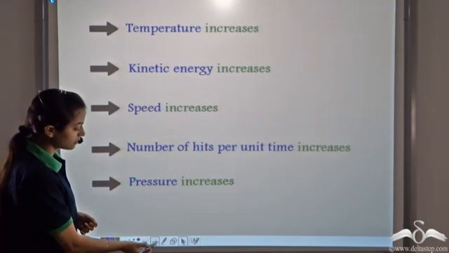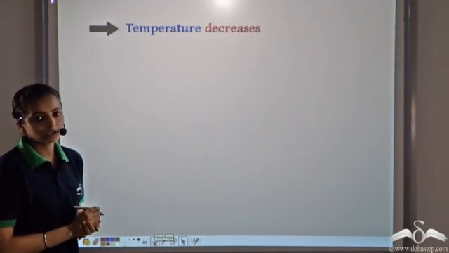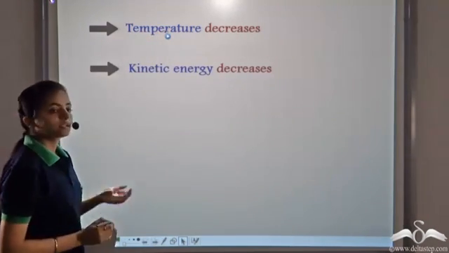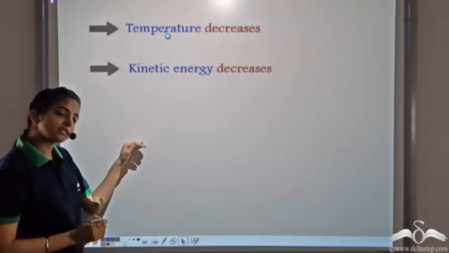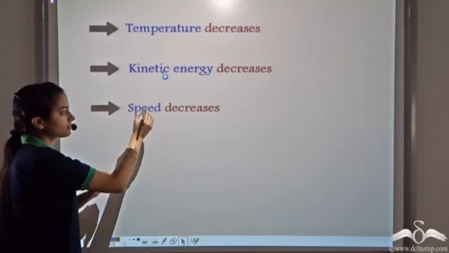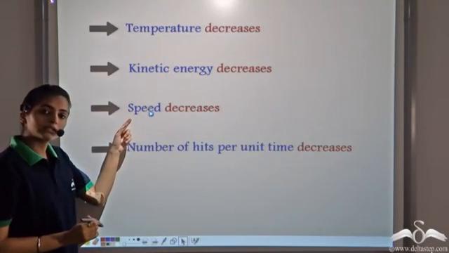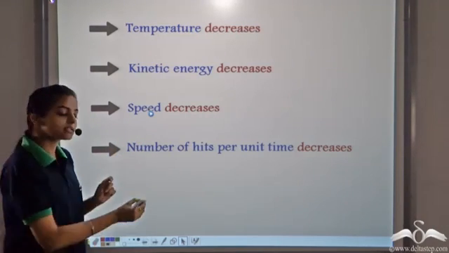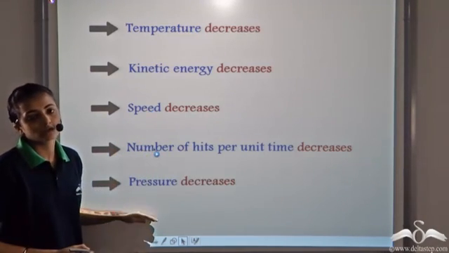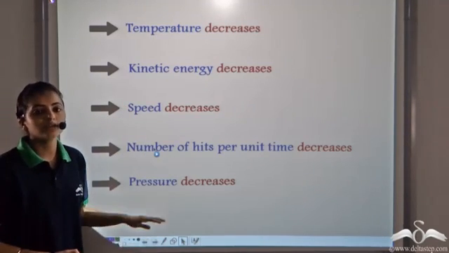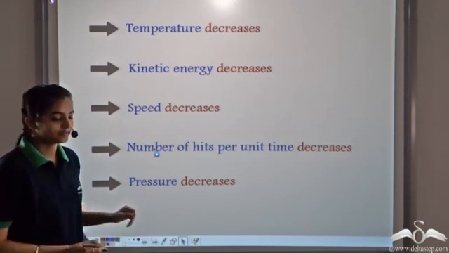Similarly, vice versa, if we decrease the temperature, that is, as the temperature decreases, the kinetic energy of the particles decreases. So the speed of the particles decreases. As the speed of the particles decreases, the number of hits per unit time also decreases, and so the pressure of the gas particles decreases. So with the decrease in temperature, there is a decrease in the pressure of the gas.